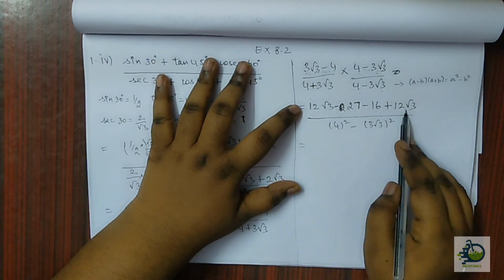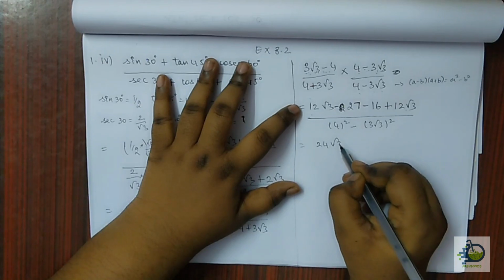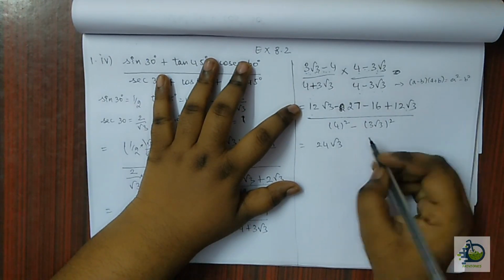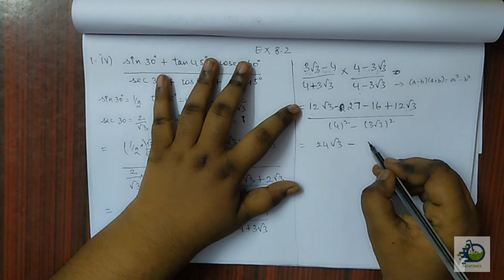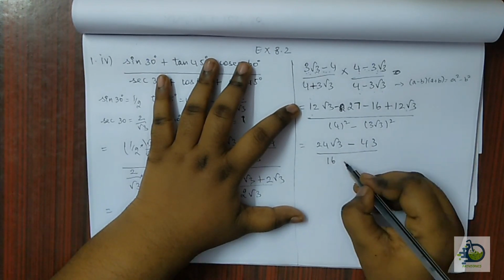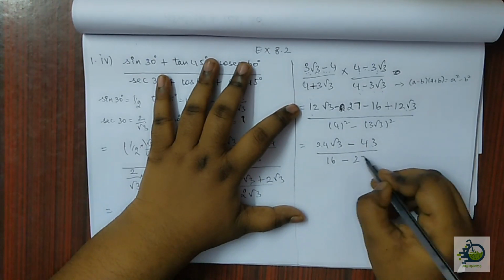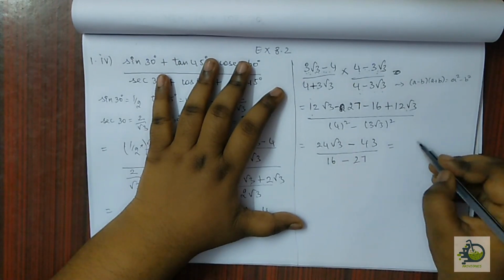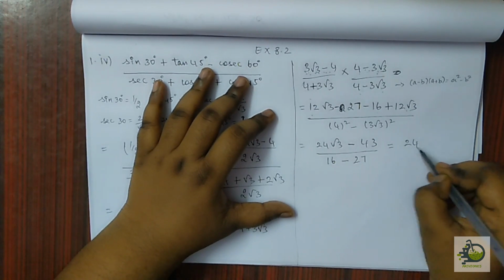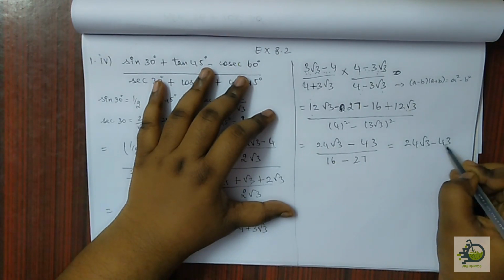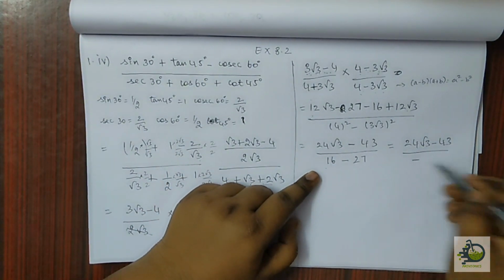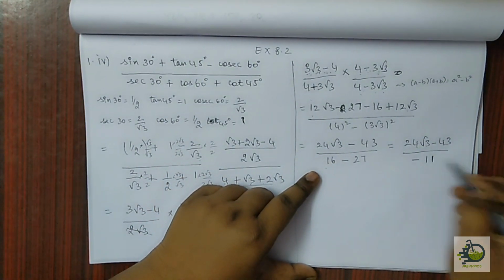Here 12 root 3 plus 12 root 3 is 24 root 3, minus 27 minus 16 is minus 43, divided by 16 minus 27. Here we get 24 root 3 minus 43. That's all, we can't do anything more than this. And here 16 minus 27 is minus 11.